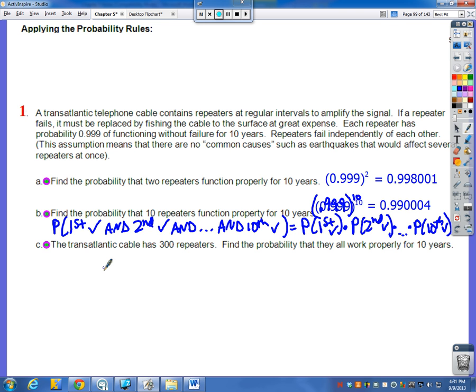So part C, the last one here. The transatlantic cable has 300 repeaters. Find the probability that they all work properly for 10 years.